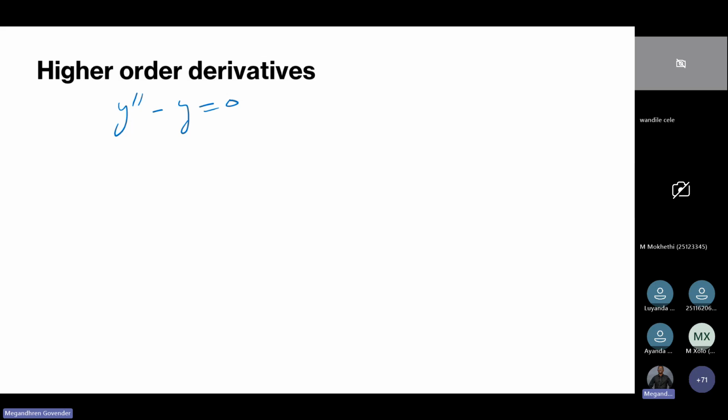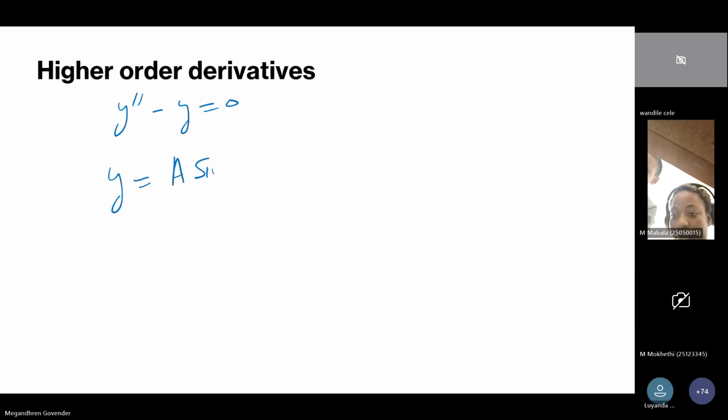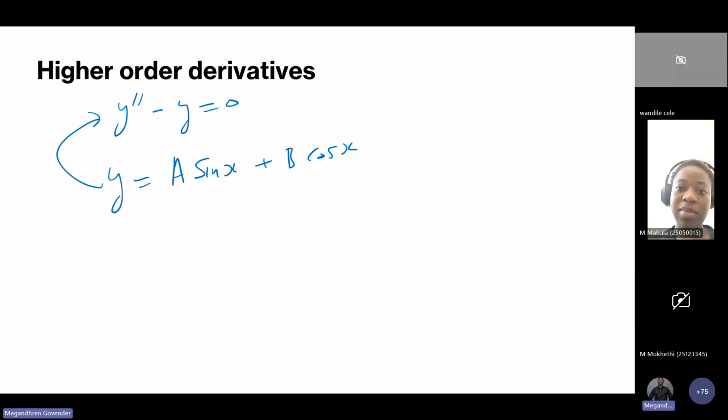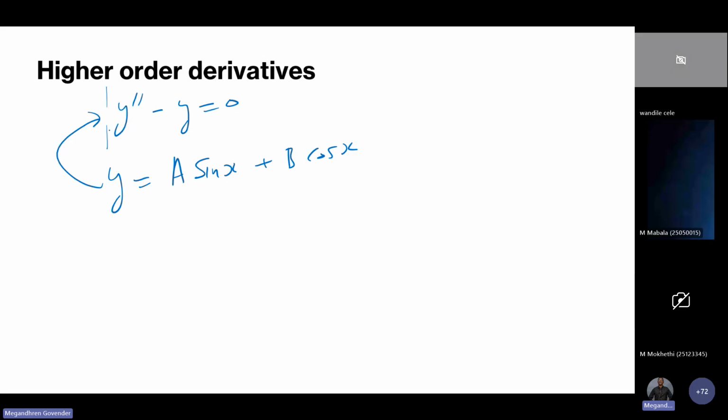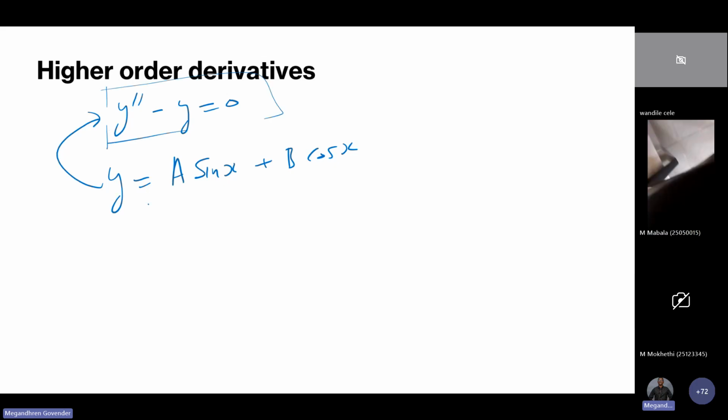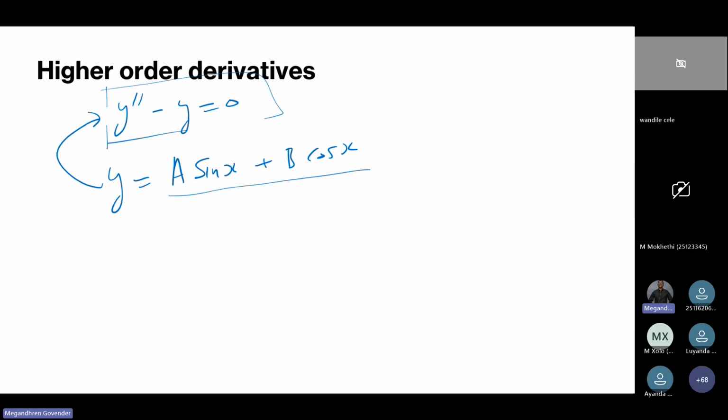But what I'm saying is I want you to show that if y is equal to a sine x plus b cos x, then if I put it in here, it will make the left-hand side 0. Of course, there might be a restriction on a and b. So what we're saying is that if you've got this equation here, y double dash minus y equals 0, then a solution to that equation is this thing over here. You'll learn this in maths too. This is called a simple harmonic oscillator. So let's see how we work with this.